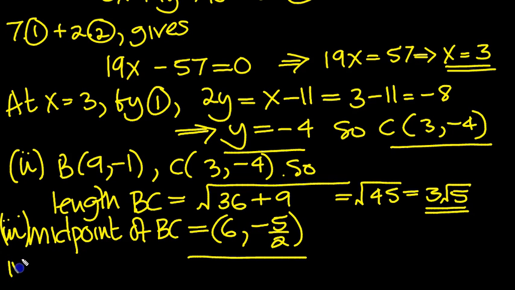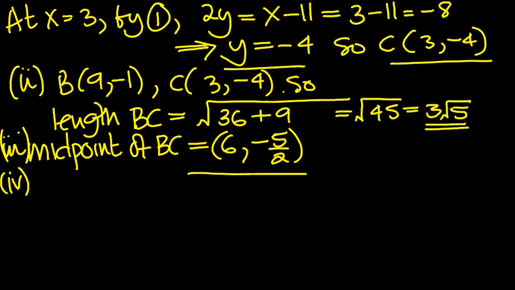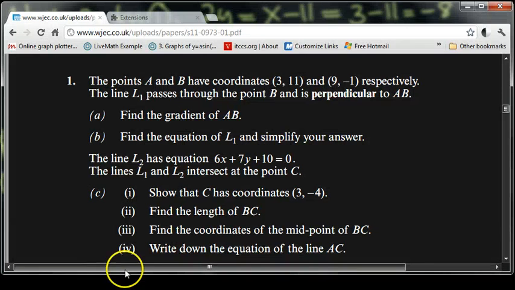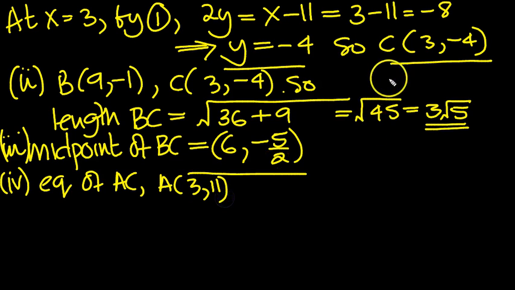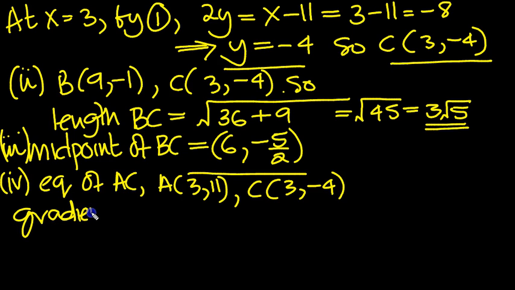Now number 4. Put that here. Give myself a bit more room. Part 4 then. Write down the equation of the line AC. A has coordinates (3, 11). Equation of AC, where A has coordinates, remember, (3, 11). We know what C is, so let's just put that down, (3, -4). So gradient first then. Let's just work that out here.